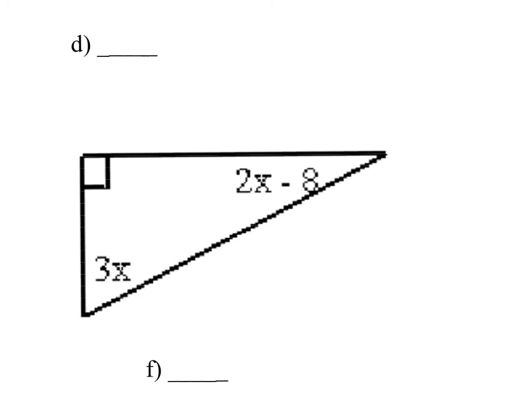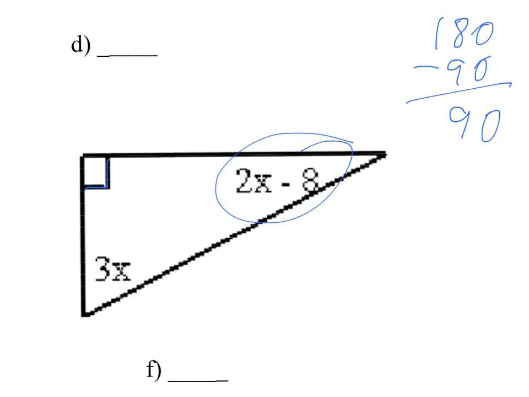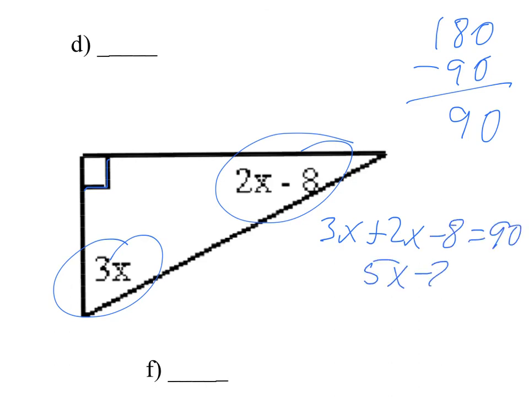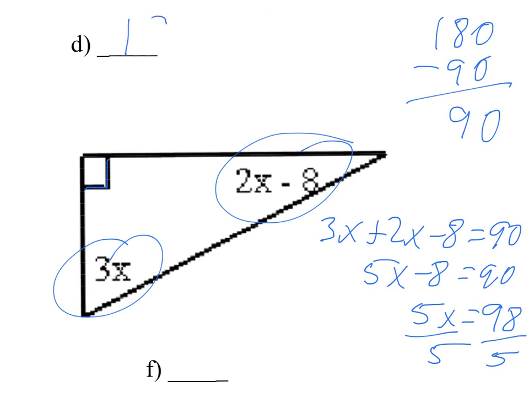Notice that we have 90 degrees. They add up to 180 degrees, but 90 is half of that, which means these two angles are going to add up to equal 90. So 3x plus 2x minus 8 equals 90. 5x minus 8 equals 90. 5x equals 98 because we added 8 to both sides, and we are going to end up with a fraction. And in this case, it ends up equaling 19 3/5 when we simplify that fraction right there.